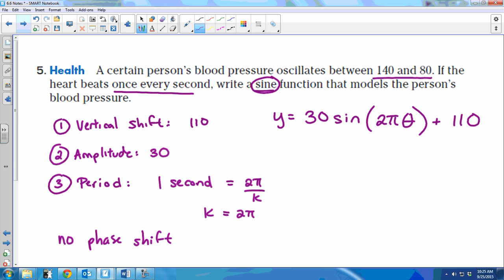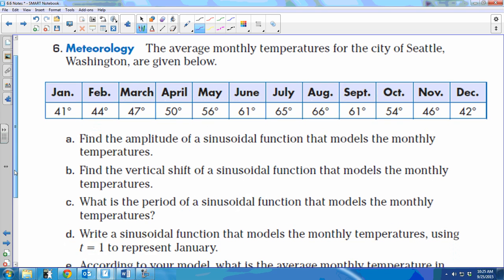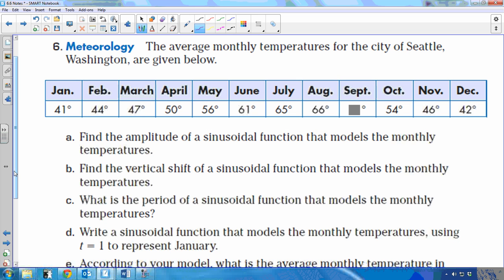Okay. The last example is a little bit longer, but it's really just a bunch of algebra, so it's not that bad. It says the average monthly temperatures for the city of Seattle, Washington are given below. And we can see from January to December that the temperatures go from 41 all the way up to 66, and then they start decreasing again, right? A says to find the amplitude, and B says to find the vertical shift.